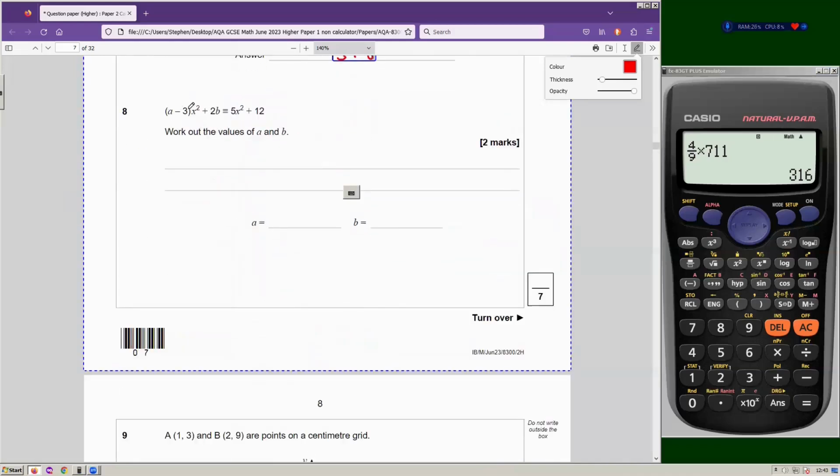Question 8. A minus 3x squared plus 2b is identical to 5x squared plus 12. So because it's identical, the 5 must be the same as a minus 3. So a must be 8, because 8 minus 3 is 5. And this one here, 2b equals 12. So b must be 6.